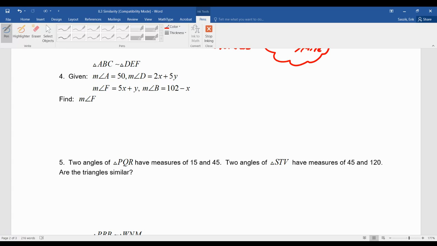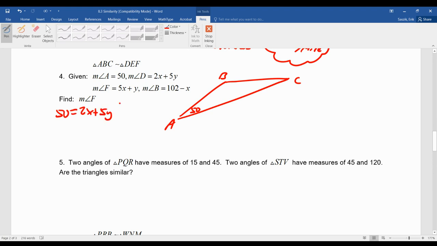So you have a triangle ABC. I'm going to sketch that out. A, B, C. Now it says that A is 50. It says that D is 2x plus 5y. But remember, angle A and angle D match up, okay? So we know that 50 equals 2x plus 5y, okay? So that's one thing we can do right away. Now, what else do we know?